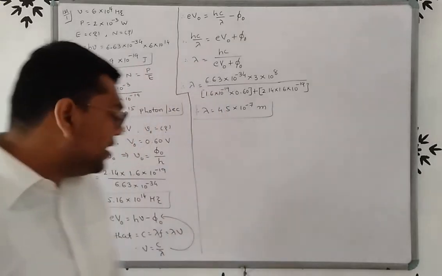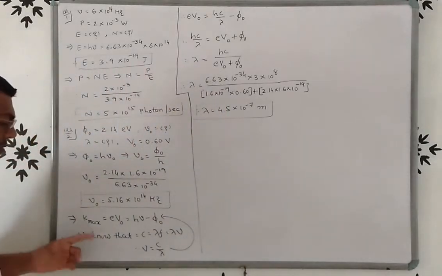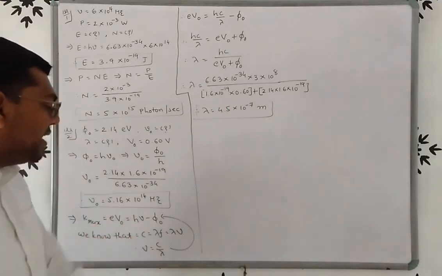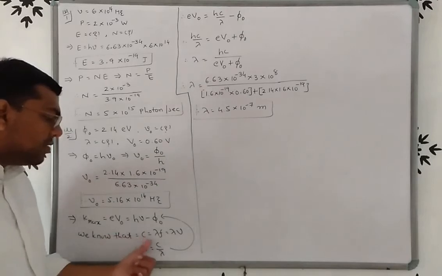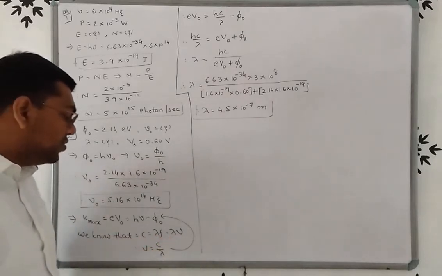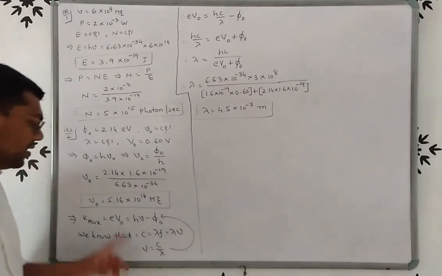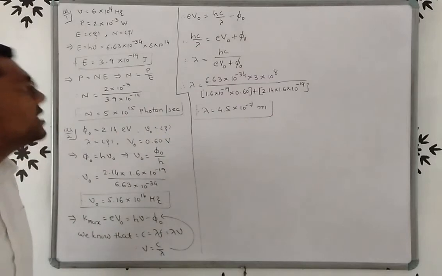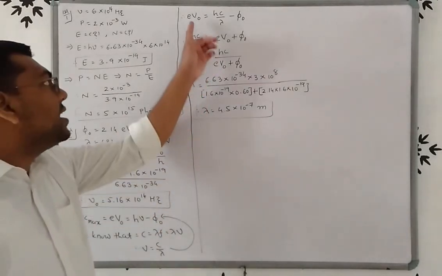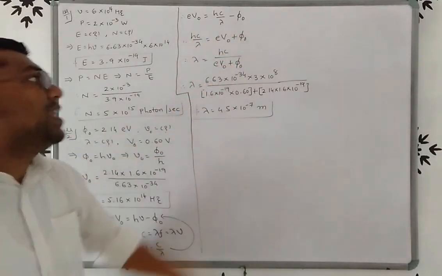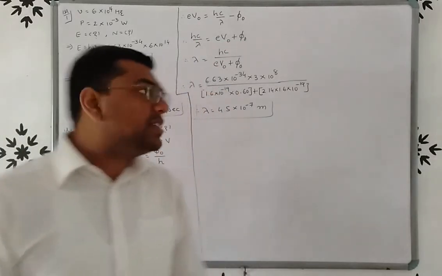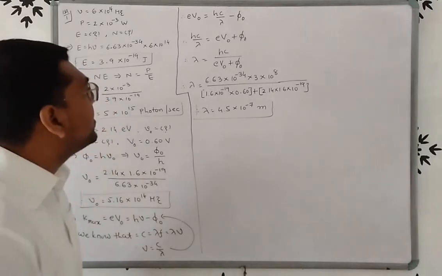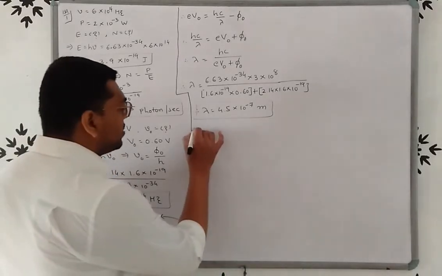To find out the wavelength, we already know K maximum is equal to eV0, which is equal to h nu minus phi 0. But c is equal to lambda f, or you can say lambda nu, so nu is equal to c by lambda. So eV0 is equal to h, instead of nu we can write c by lambda, minus phi 0. So hc by lambda is eV0 plus phi 0. So we get the value of lambda. Okay friends, now see the next example, that is illustration 3.